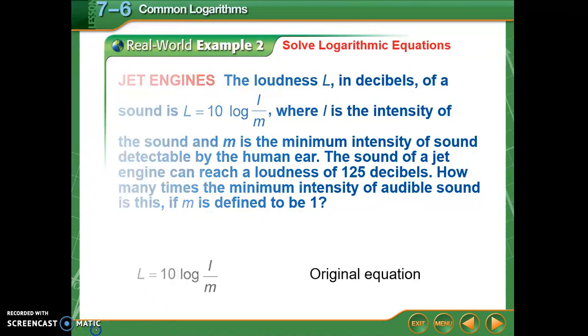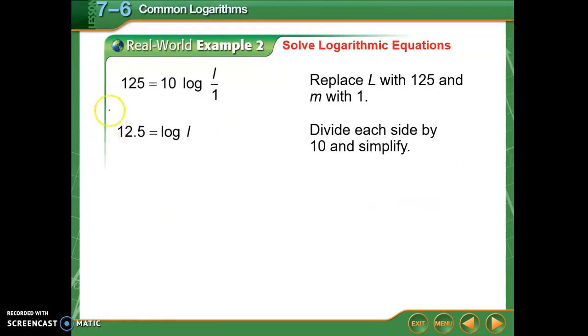So here's my original equation. And notice I know the loudness is 125, so I replace L with 125. And I know that M is 1, so I replace that. I divided by 1 is just I. Then what they did to get from this step to the next step is that they divided both sides of the equation by 10, because this is 10 times the logarithm of I. So I divide by 10, 125 divided by 10 is 12.5. So I have 12.5 equals the logarithm of I. Again, the subscript here means that there's a 10 even though we don't write it.